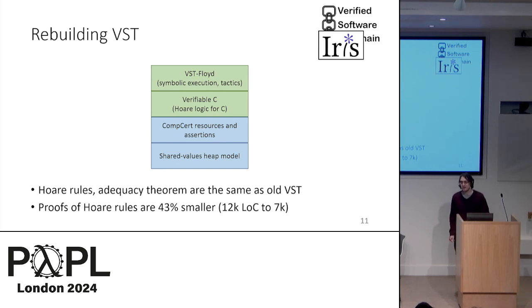And this is our big win for this segment. The proofs are almost half the size because we're taking advantage of Iris's nice support for separation logic proofs and its more principled approach in general to proving soundness of separation logic rules. So that's the Verifiable C part.